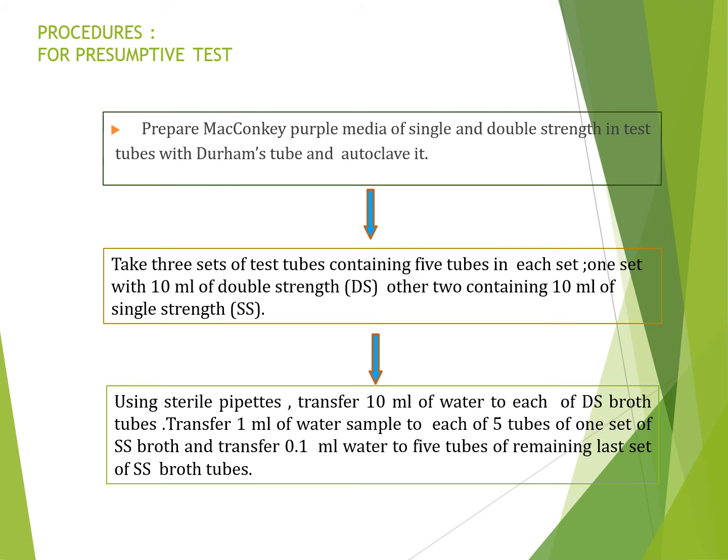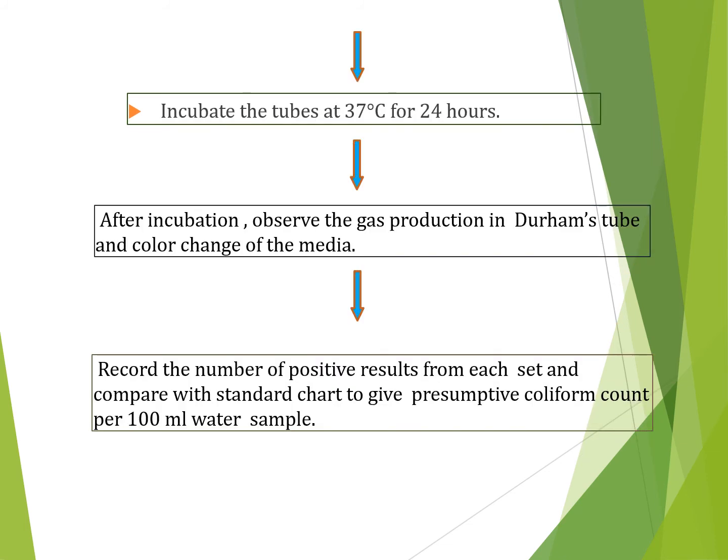Using sterile pipettes, transfer 10 ml of water to each double strength broth tube. Then transfer 1 ml of water sample to each of the 5 tubes of one set of single strength broth, and transfer 0.1 ml of water to the 5 tubes of the remaining last set of single strength broth tubes. Then incubate the tubes at 37 degrees centigrade for 24 hours. After incubation, observe the gas production in Durham's tubes and color change of the media. Record the number of positive results from each set and compare with the standard chart to give the presumptive coliform count per 100 ml of water sample.